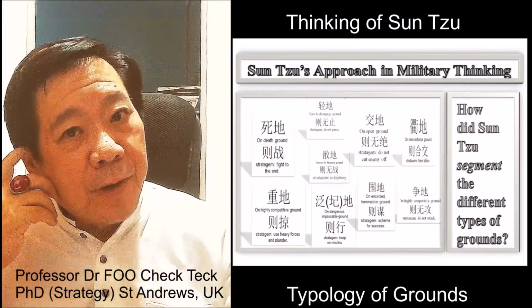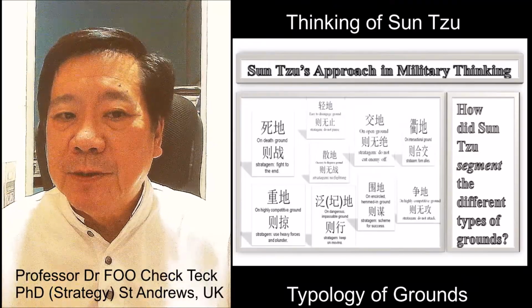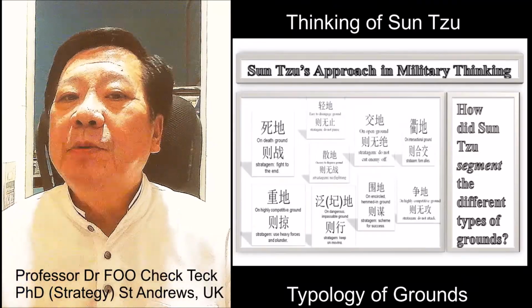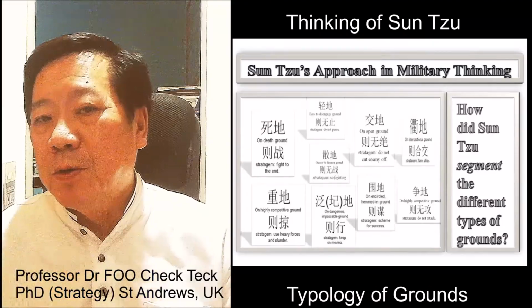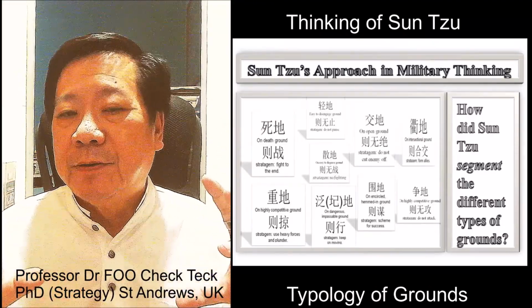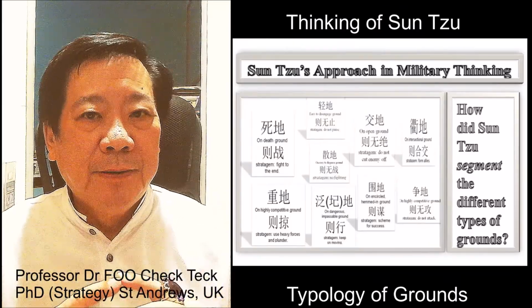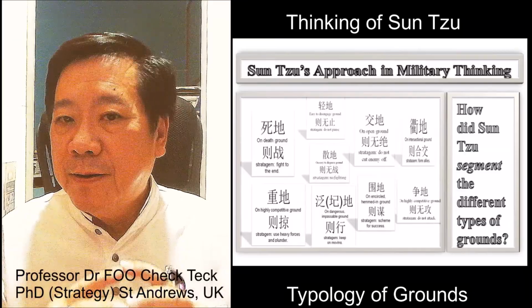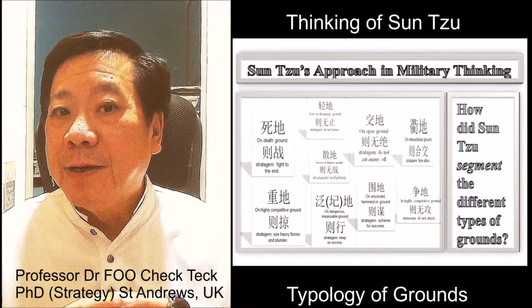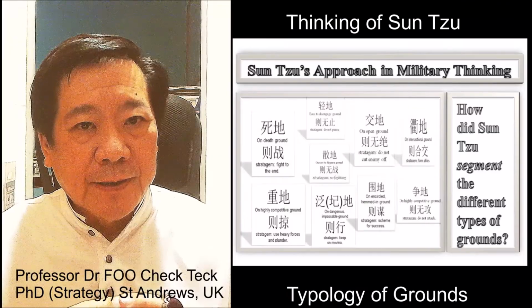Let's start with something very basic. How did Sun Tzu segment the grounds? Now I deliberately put in a video. You can see on top that these are the grounds that Sun Tzu segmented. How many are there? There are 9 grounds, 9 types of ground that Sun Tzu identified and analyzed.